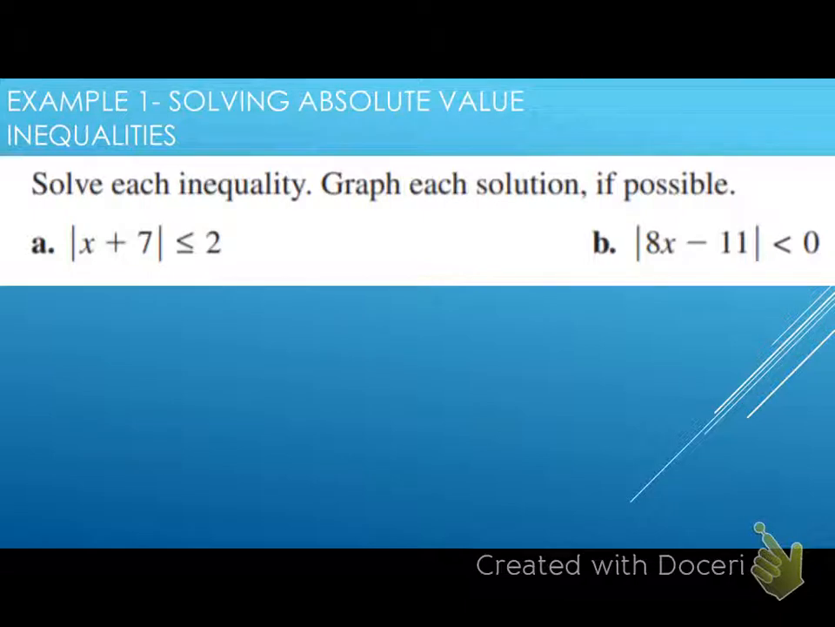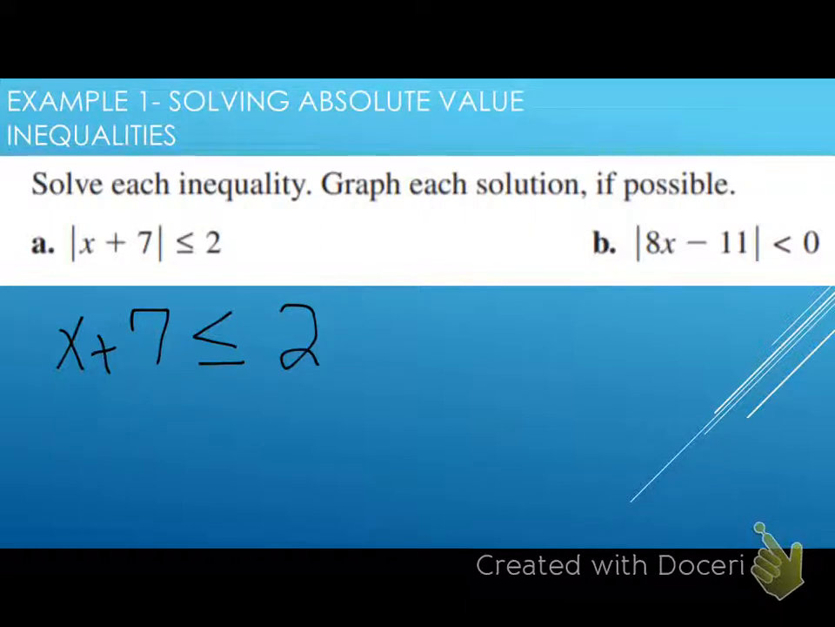So for my first one, I always like to write it the exact same without my absolute value bars. So it'll be x plus 7 less than or equal to 2. There's my first inequality. Does everyone see that? It's the exact same without the bars.